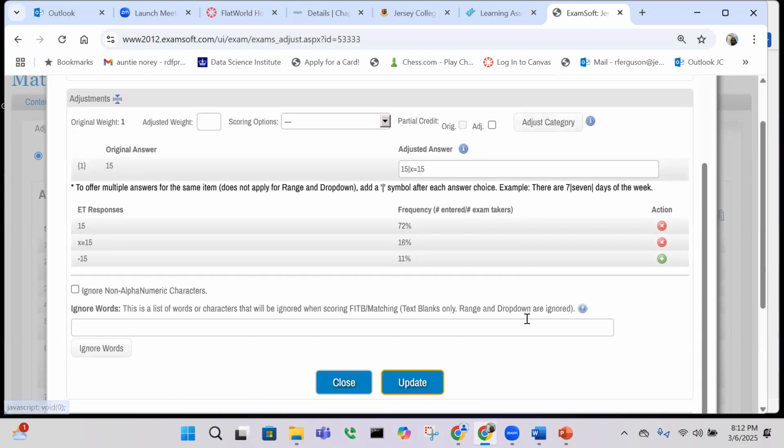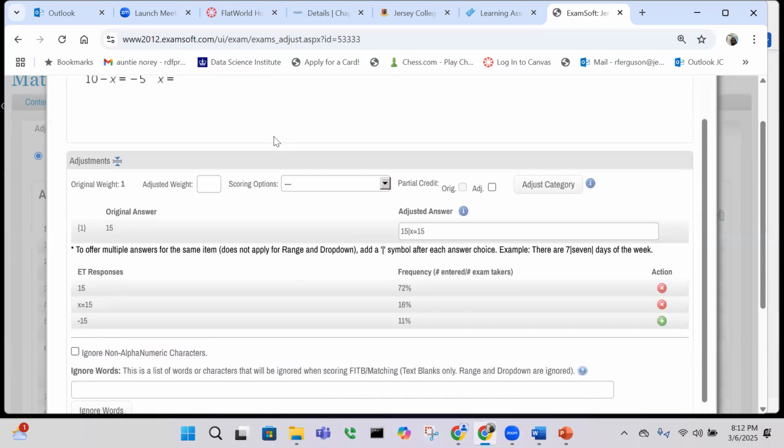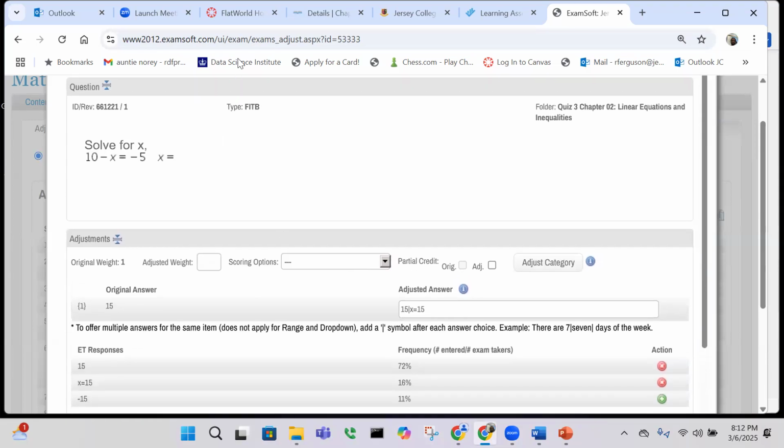All right, I'll go over this one. I'm not sure, someone messed up the sign. Let's go over it real quick. And these type of questions, you have to be careful. So 10 minus x equal to minus 5. It might almost look like it's a one-step problem, but it's not.